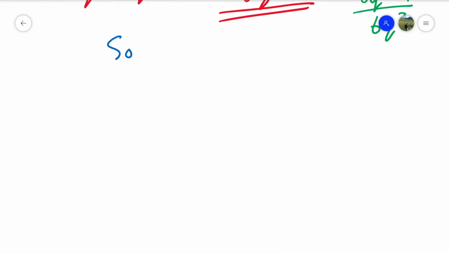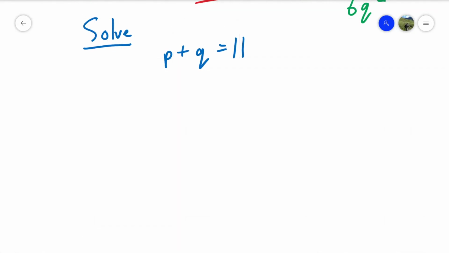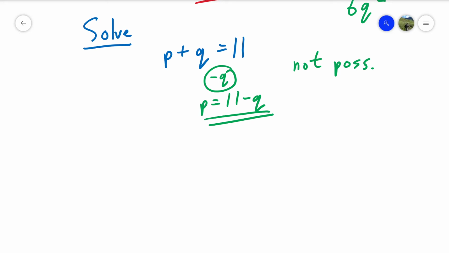Let's do another solve. Have a go in your own time. Not possible, because there are 2 variables and only one equation. You might have done something like minus q and said, well, p equals 11 minus q, because you might have said, well, at least we can write one in terms of the other. That's progress, but ultimately we cannot actually solve them, depending on your definition of solve.